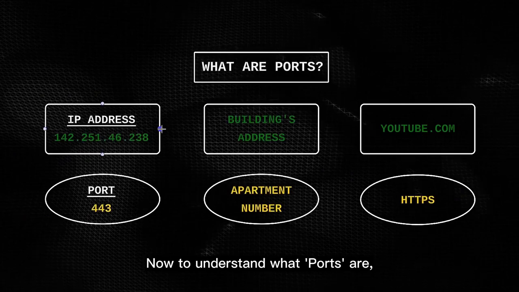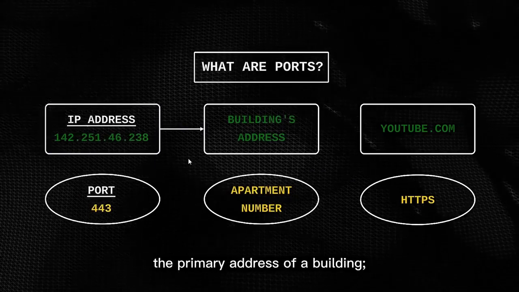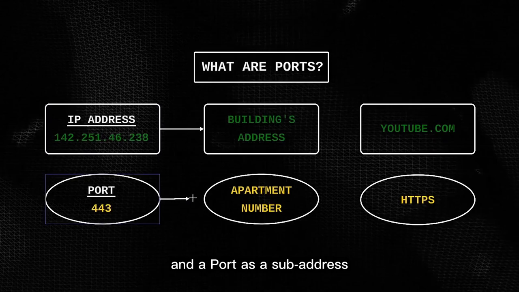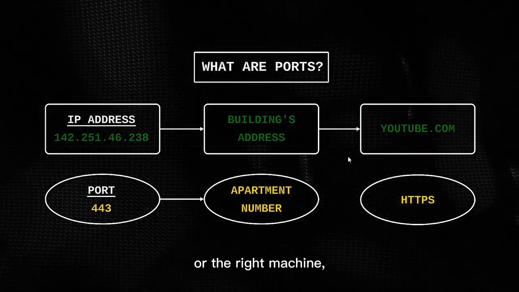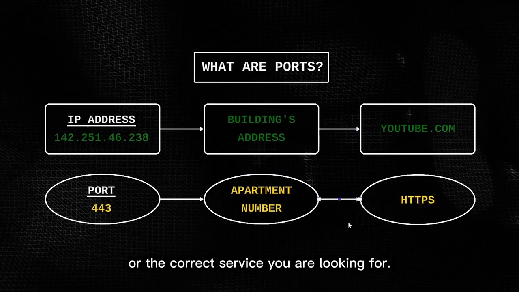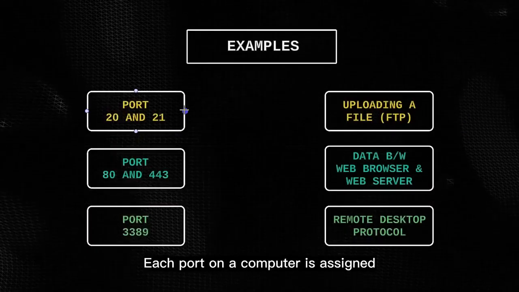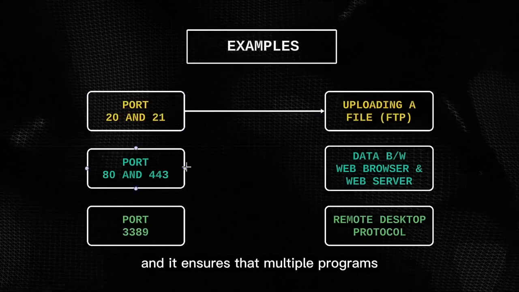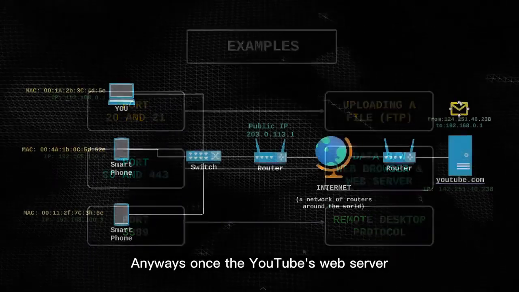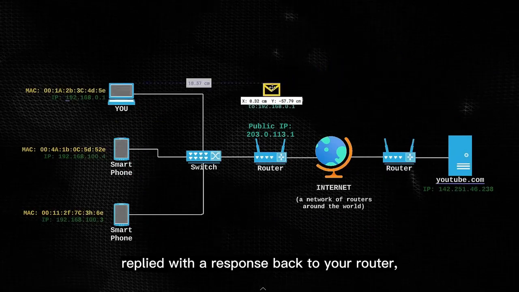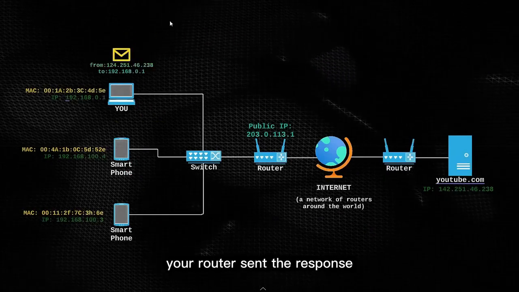Now to understand what ports are, you can think of an IP address as the primary address of a building, and a port is a sub-address or apartment number of the building. While an IP address will get you to the right building or the right machine, a port will take you to the correct apartment or the correct service you are looking for. Each port on a computer is assigned a specific number, and it ensures that multiple programs on a computer can send and receive data without all of them getting mixed up. Anyways, once the YouTube web server replied with a response, your router sent the response back to you.